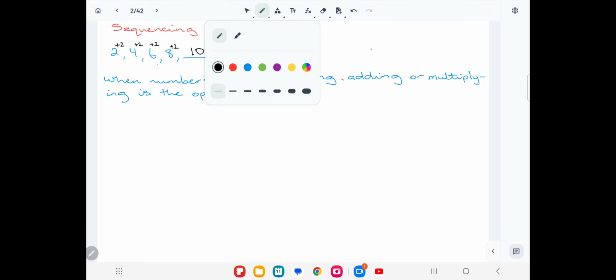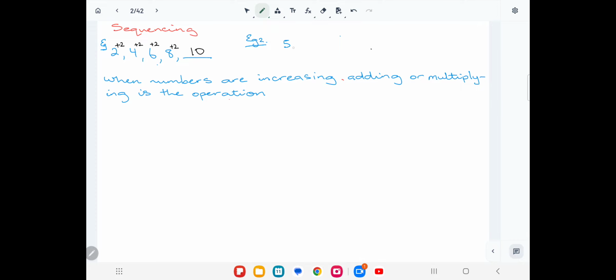Alright, another example with the numbers increasing. So we see the numbers are increasing again. So either we could add or we could multiply. So to move from 5 to 10, we could have added 5 or we could multiply by 2.